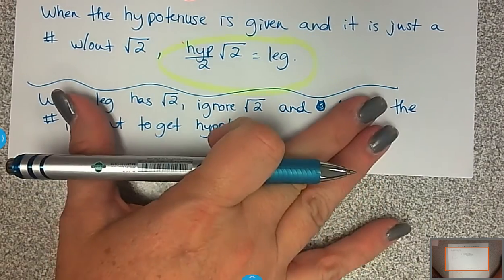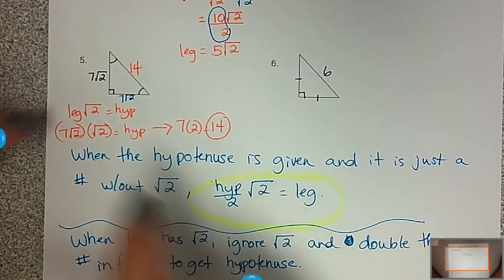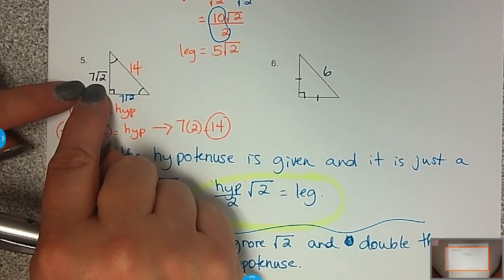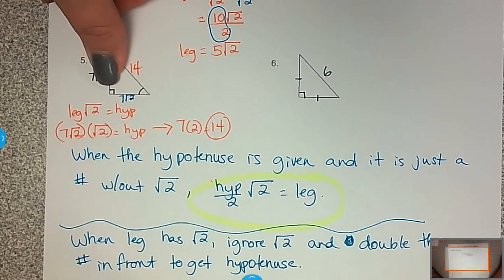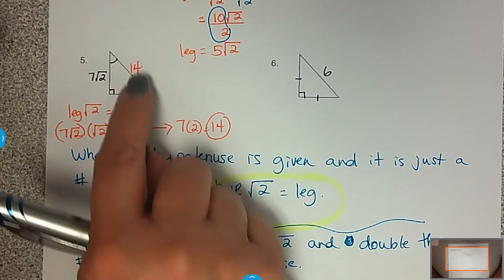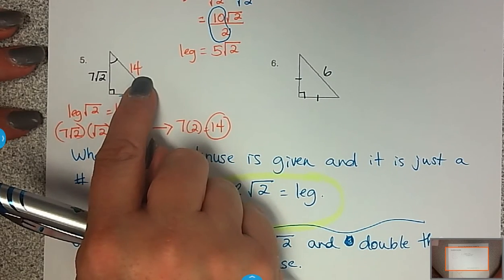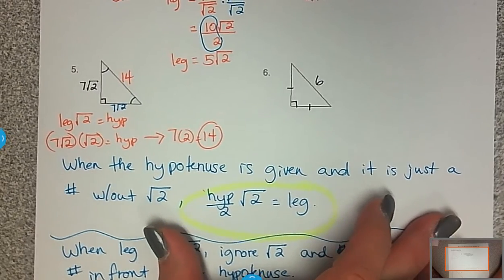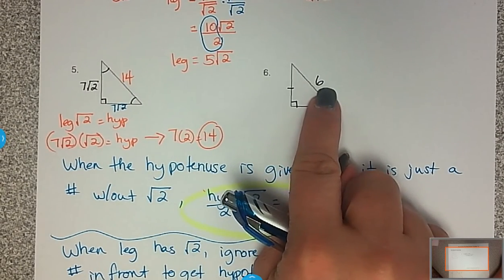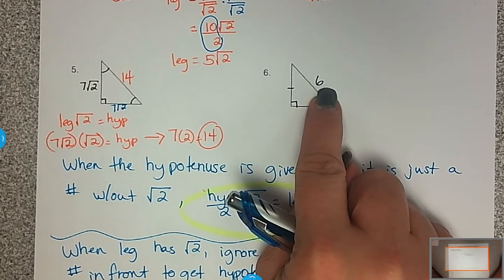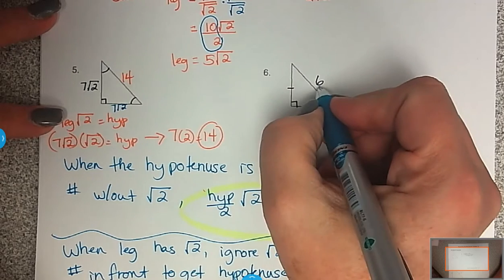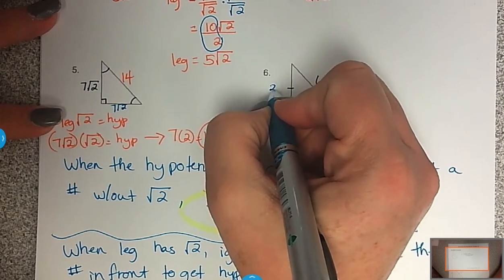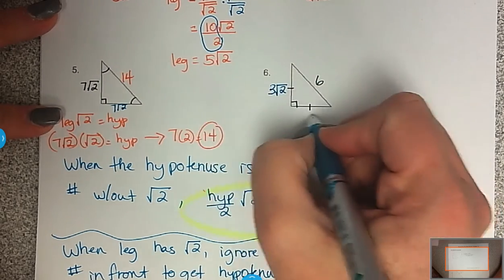All right, so let's look back at the problem we just did. Number 5, the leg is 7 square root of 2. So if I ignore the square root of 2 and double the 7, I get 14 for the hypotenuse. So now, number 6 here, they gave me the hypotenuse. The hypotenuse does not have a square root of 2 on it. So my shortcut is to take this number, divide it by 2, and attach a square root of 2 to it.